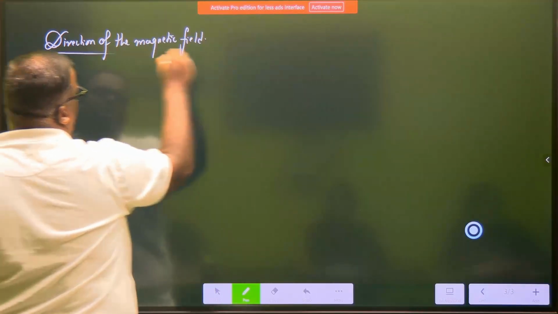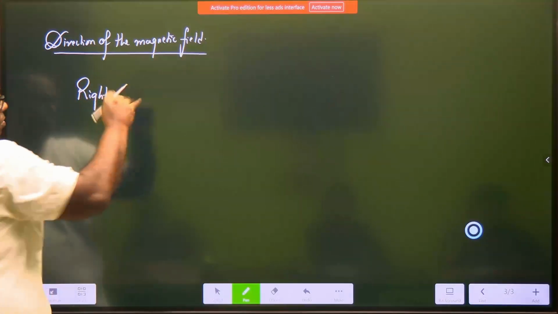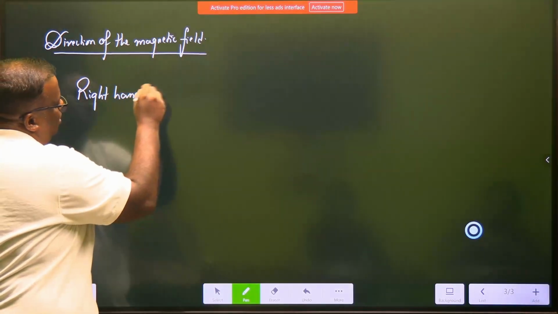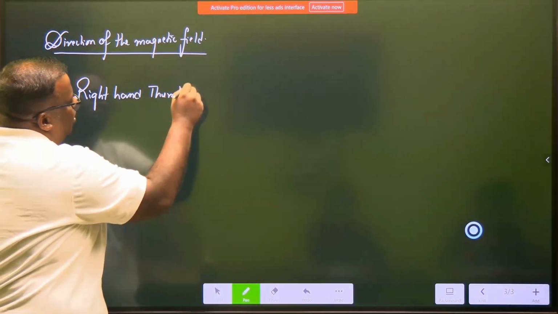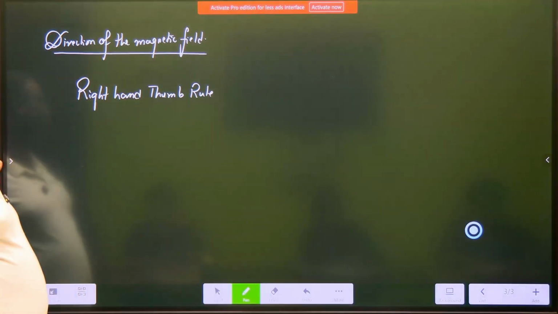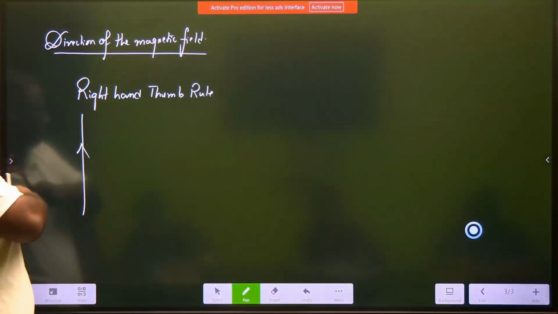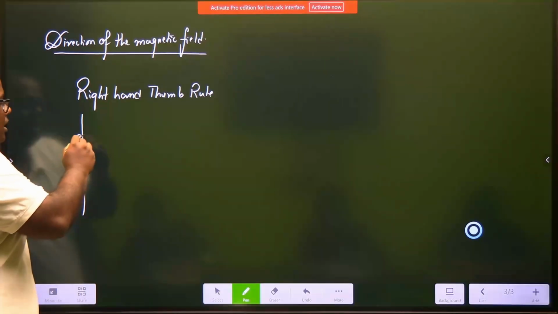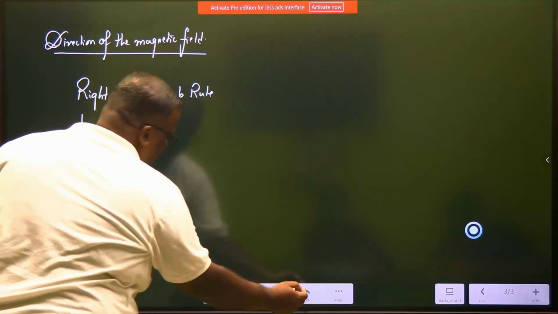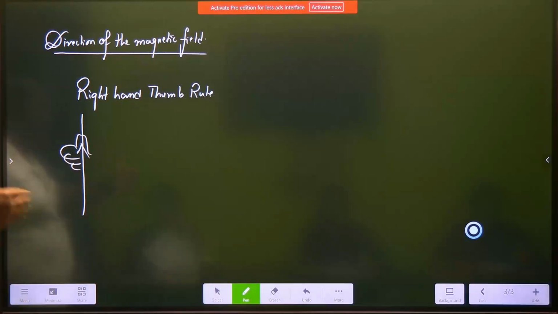What is the direction of the magnetic field? The direction of the magnetic field is given by, this chapter is all about palm, fingers, and hands. Right hand thumb rule. Position the thumb of your right hand in such a manner that it is pointing towards the direction of the flow of the current. So this is the position of the thumb. And then with the thumb positioned like this, curl your fingers in such a way that they will show you the direction of the magnetic field.